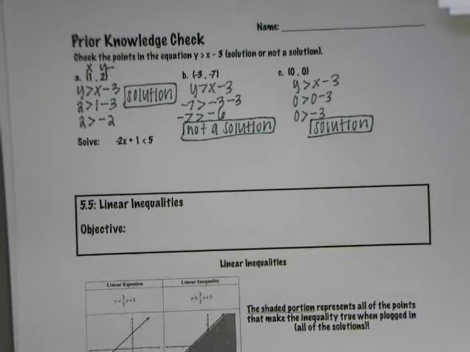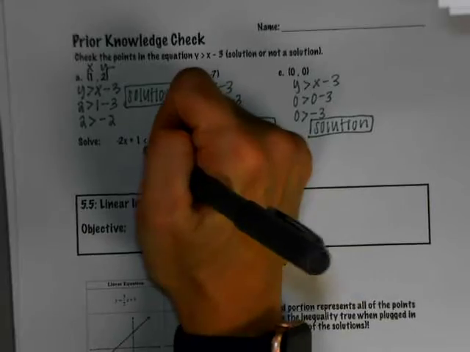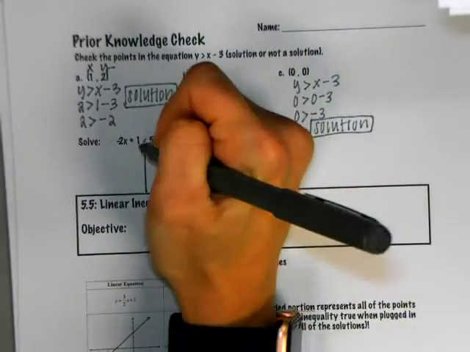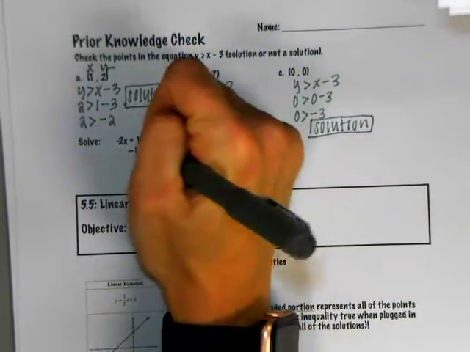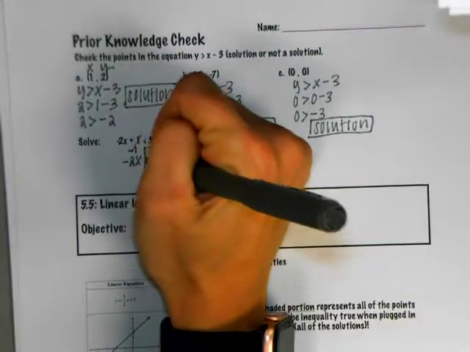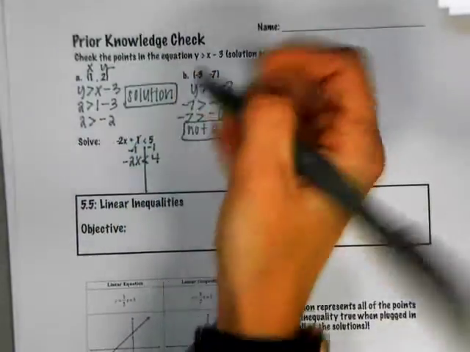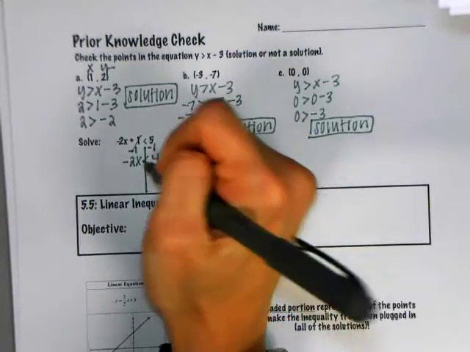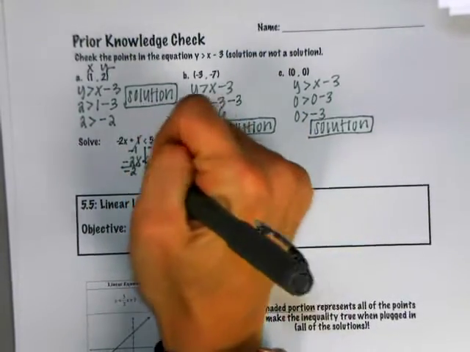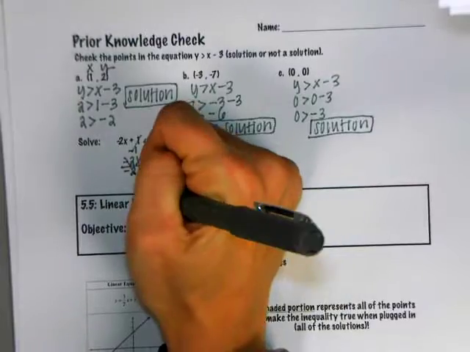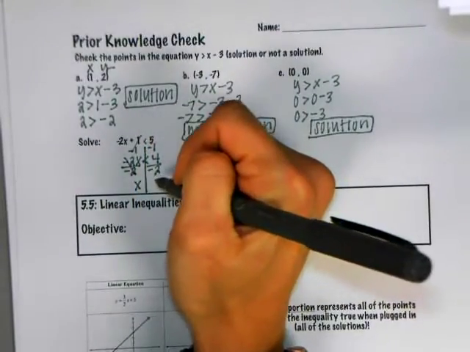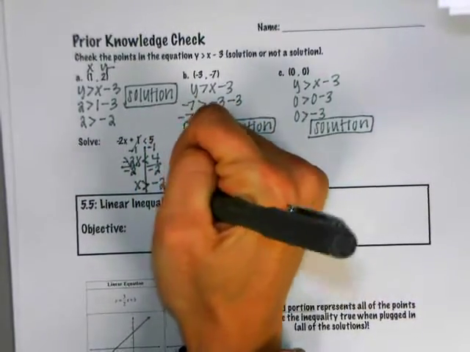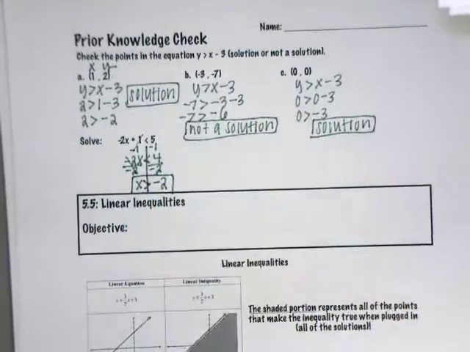Okay, and then just solving a basic inequality. So what would I do first to solve that? Yeah, -1. -2x is less than 4. And then what? Yeah, divide by -2. And do you remember what we have to do? Yeah, flip the sign. So remember, anytime you multiply or divide by a negative, you have to flip the sign.